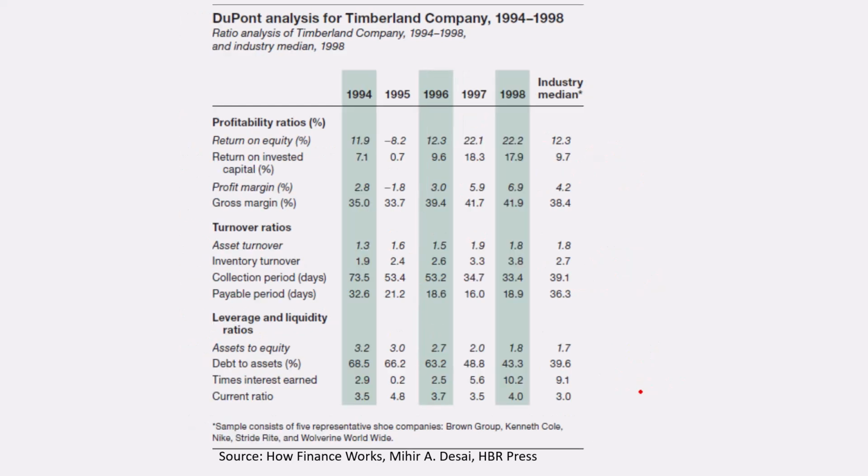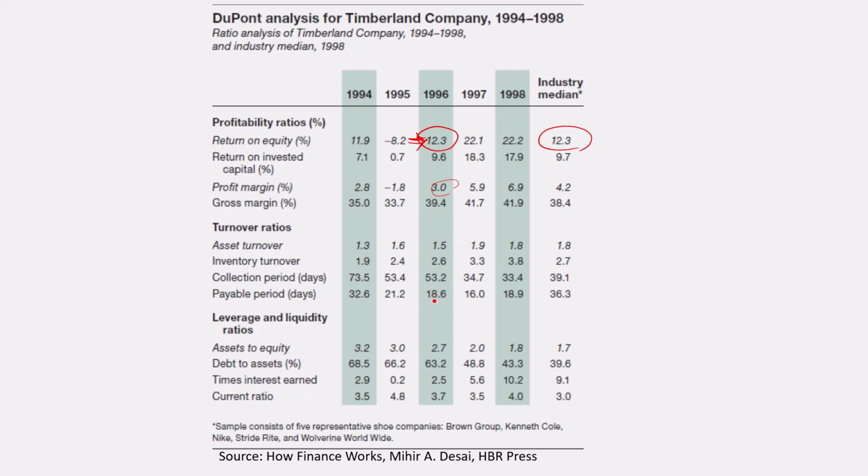Finally, they turn it around and make a change in the company. Basically, they move from a family-run company and they hire professional CEOs to run the company, right? And then they turn things around. So from 1995 to 1996, now the ROE is comparable to the industry median. They are actually increasing the return on invested capital and profit margins. So they look much better than the previous years.